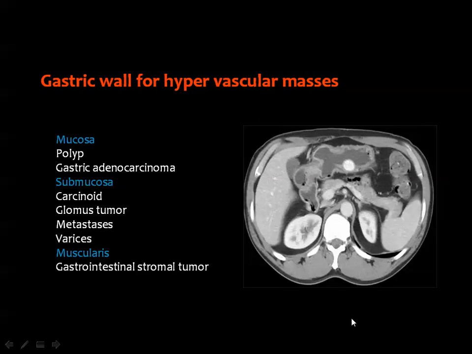And this is a list of the tumors that can appear hypervascular on CT scan, and they include polyps, gastric carcinoma, carcinoid tumor, glomus tumor, metastasis, gastric varices, and the gastrointestinal stromal tumor.